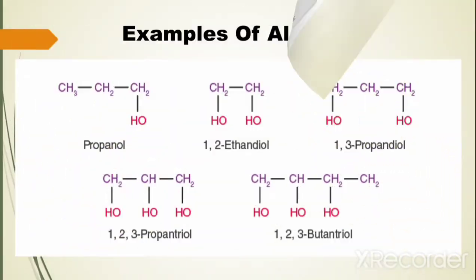So next we will see examples of alcohols. The first example is a 3 carbon chain, and at the terminal a hydroxyl group is attached, so we will name it as propanol. The other example contains 2 hydroxyl groups on ethane, a 2 carbon chain in which each carbon has a hydroxyl group. So we will number it and then name it 1,2-ethanediol.